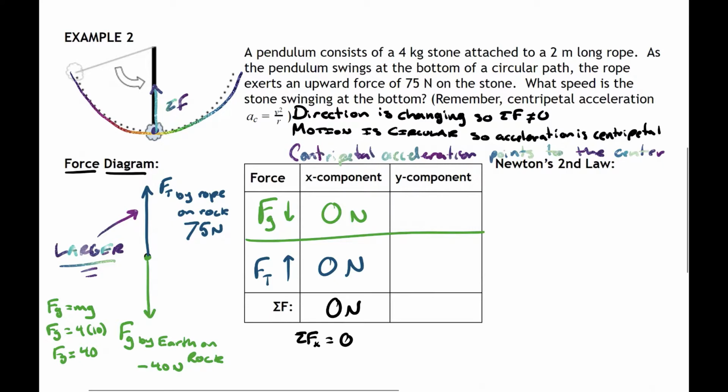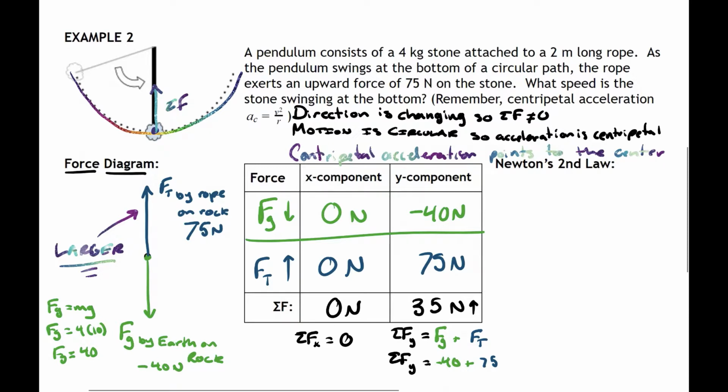Now the downwards force of gravity is a negative 40 newtons. The tension force is 75 newtons upwards. Our net force in the y direction is the sum of all the vertical forces. So negative 40 plus 75 equals a net force of 35 newtons in the upwards direction.